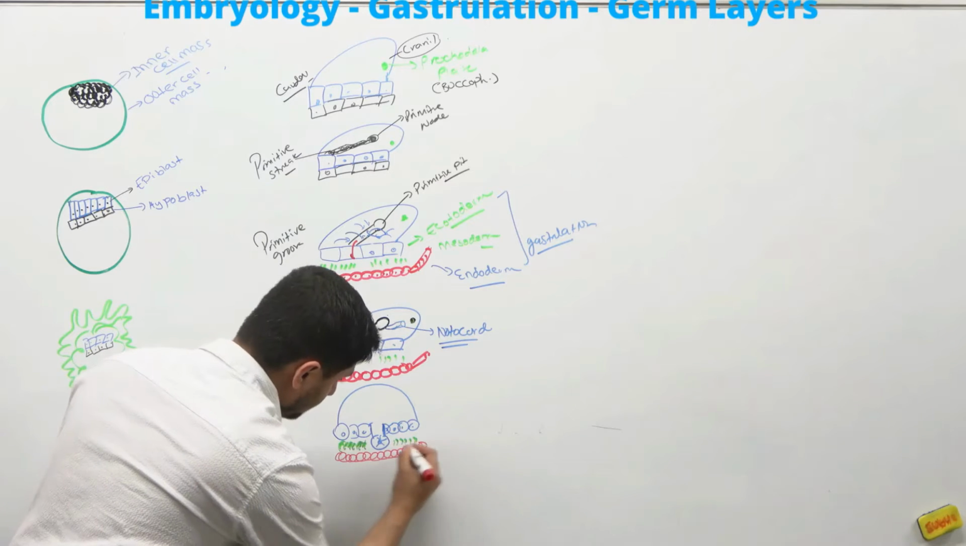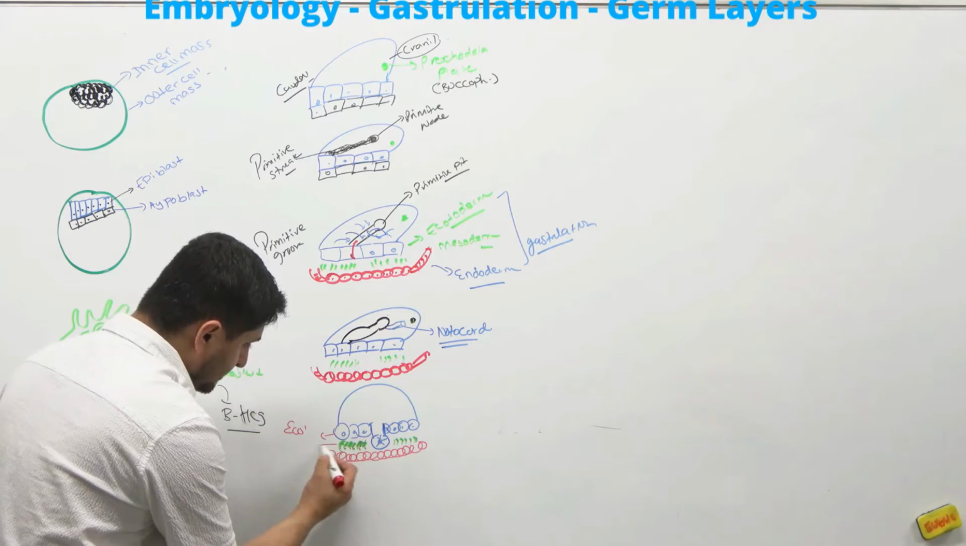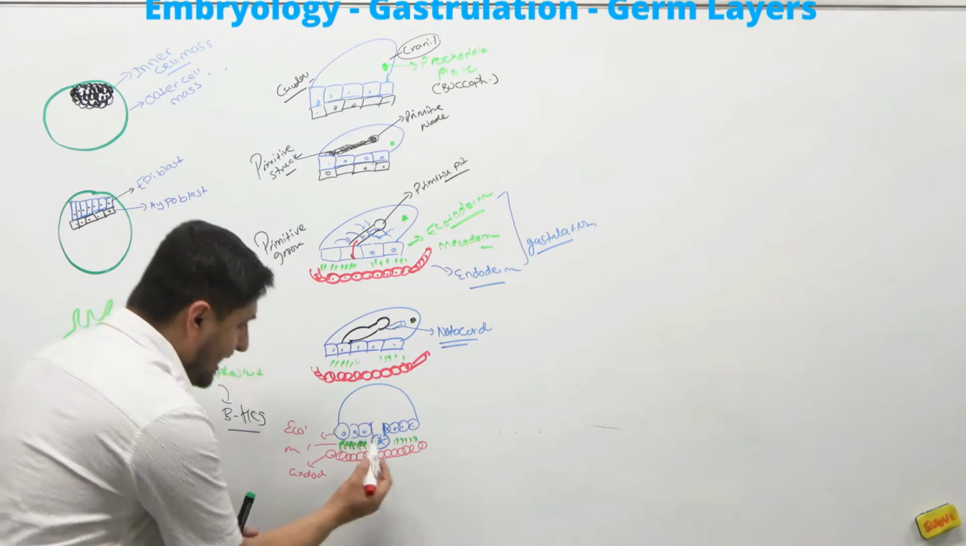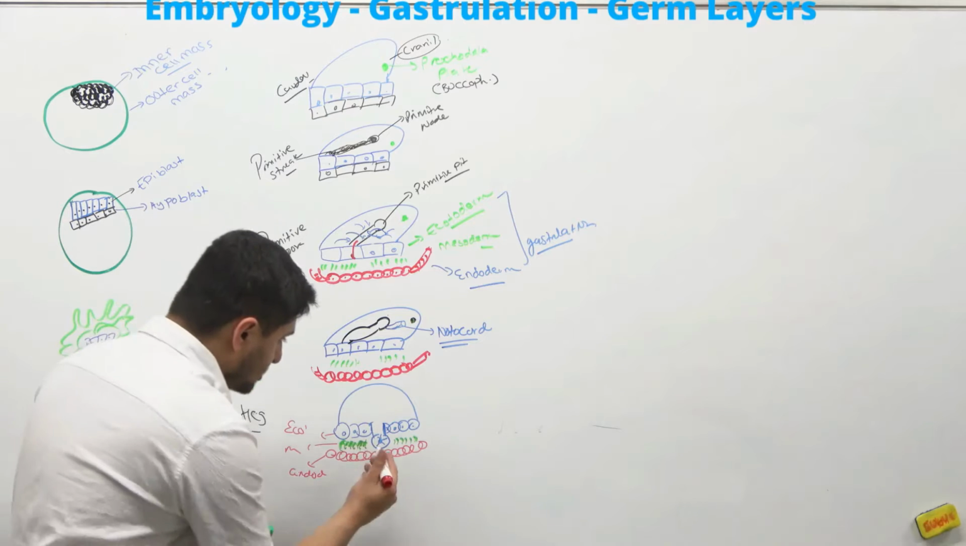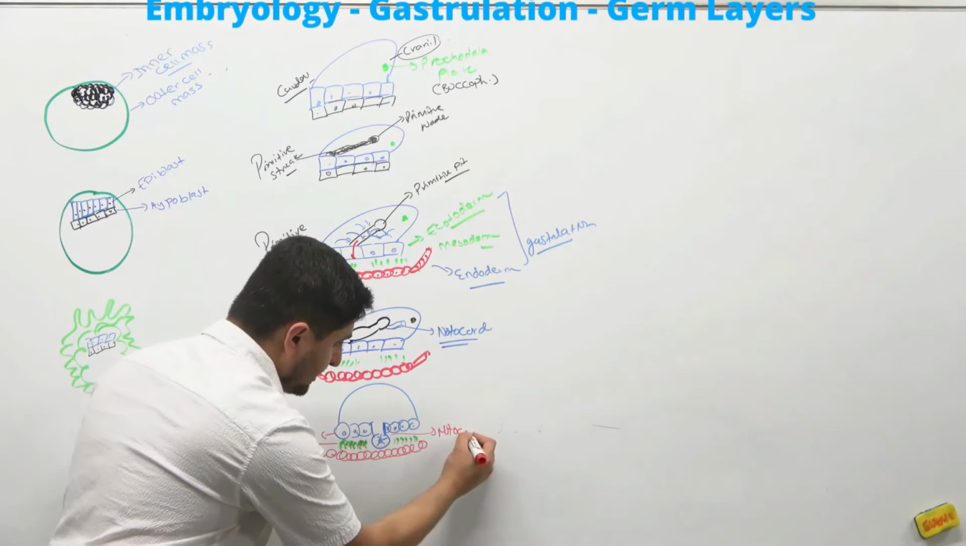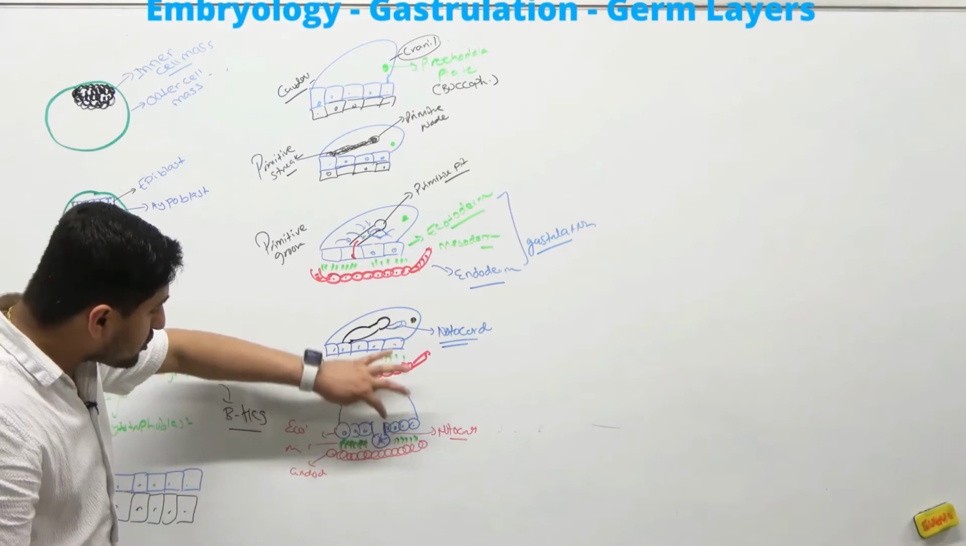Look, these cells, this is your ectoderm right here, this is your mesoderm, and this is your endoderm, right? And look, this structure right here is your notochord, all right? This is your notochord. Now, when the notochord is there, you know what the notochord is going to do?